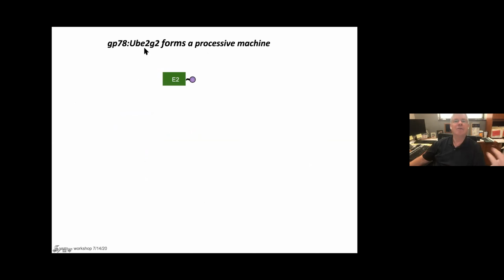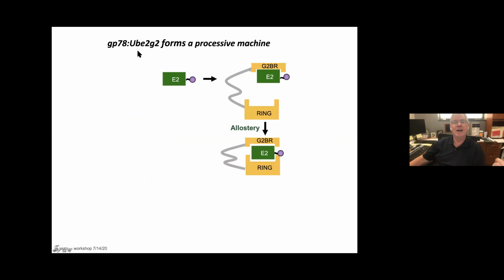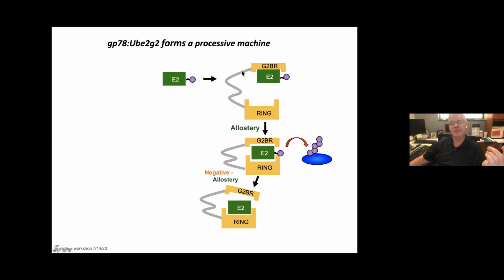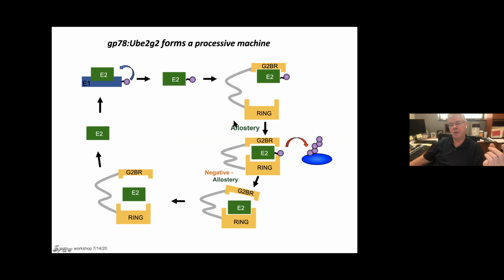Having done that biologically, this is in the literature. I don't want to go through it. I just want to tell you that what we've analyzed, that this forms sort of a processive machine. This GP78 will recognize the E2, capture it through an allosteric interaction that changes the affinity, triggers ubiquitination to a substrate. That's a biological effect.